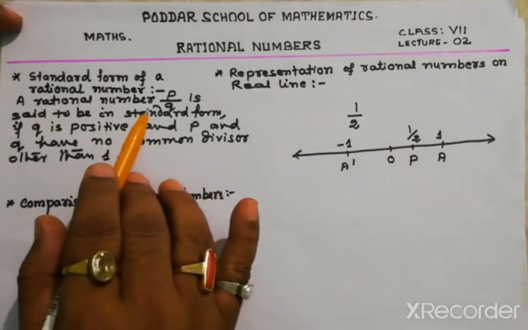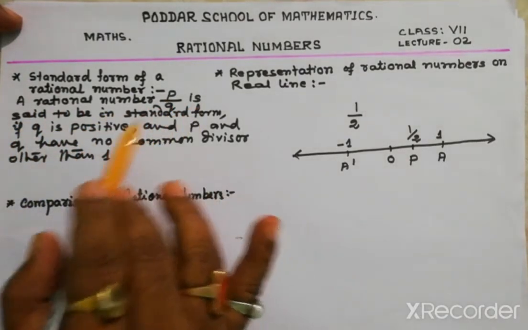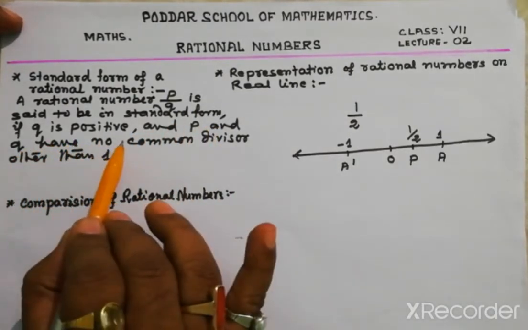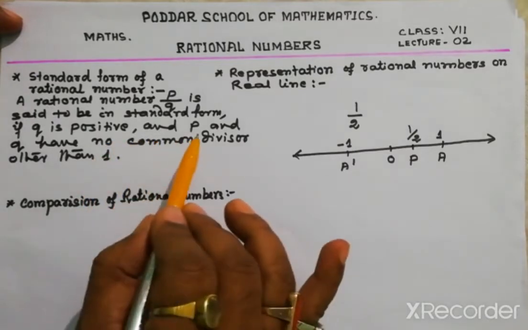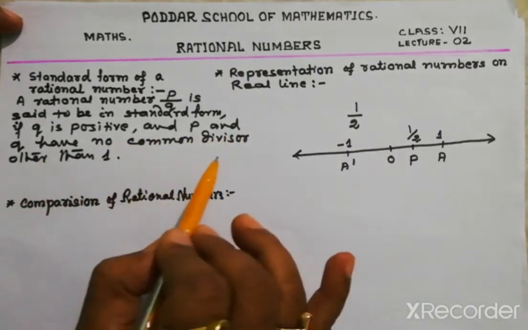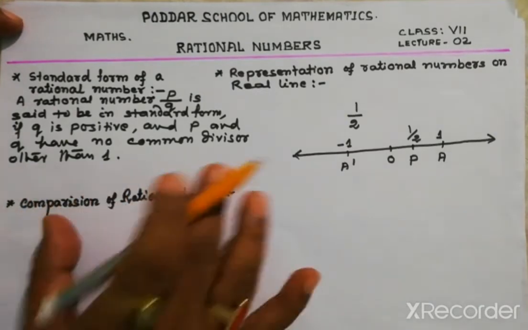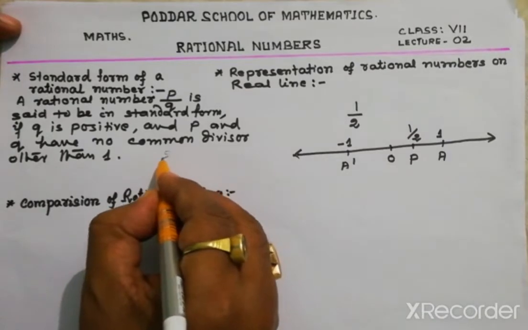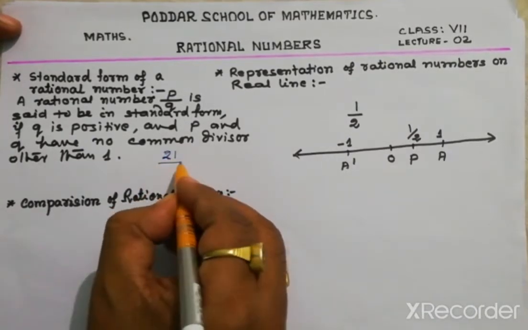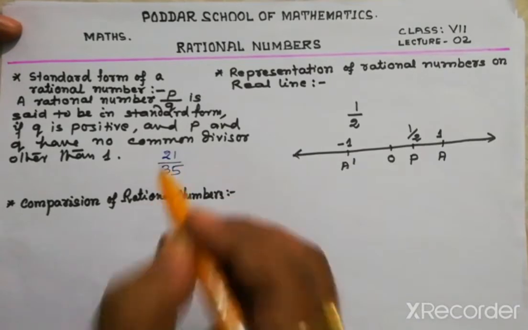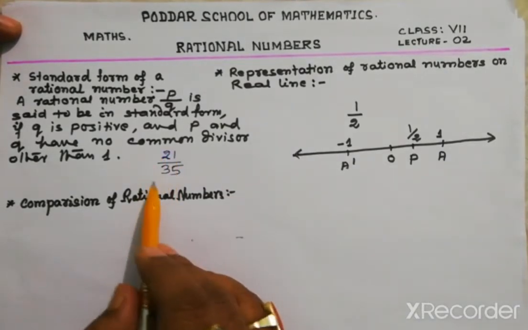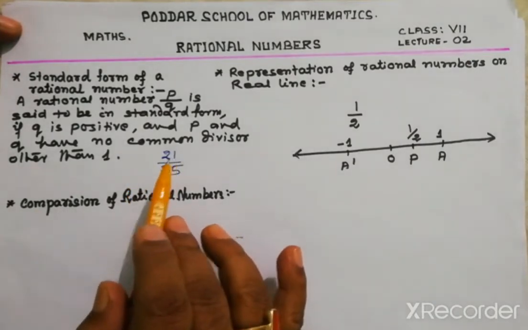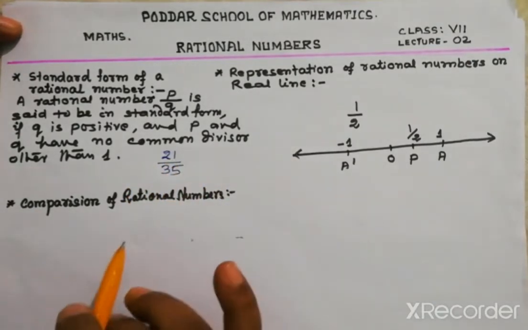A rational number p by q is said to be in standard form if q is positive and p and q have no common divisors other than 1. For example, 21 by 35 is a rational number. It is in the form of p by q, but it is not in standard form.